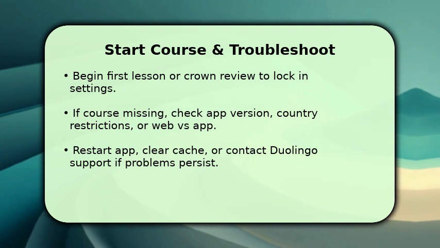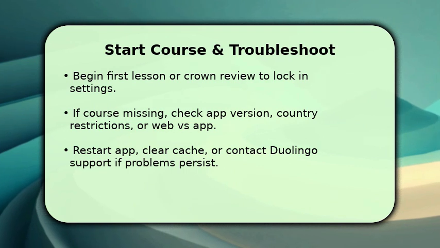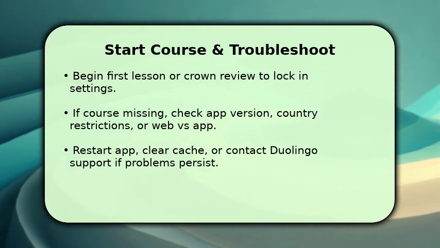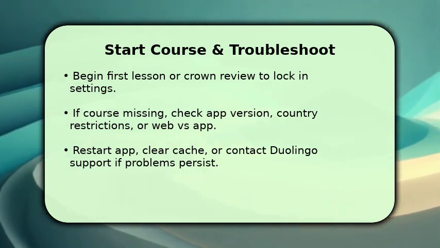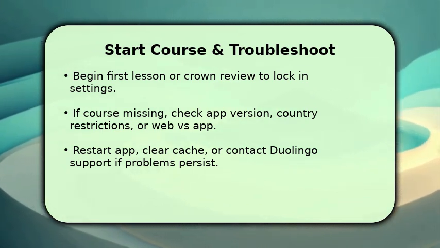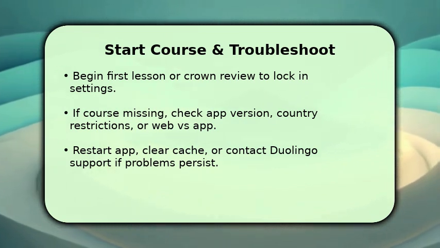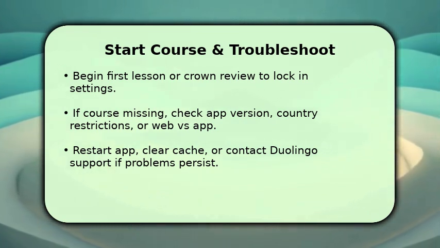If you don't see the language, make sure your app is updated and that the course isn't restricted in your country or only available on web versus mobile. Once done, sync and check the course appears in your course list. If it still fails, restart the app, clear cache, and contact Duolingo support with screenshots. This usually resolves stubborn issues quickly.